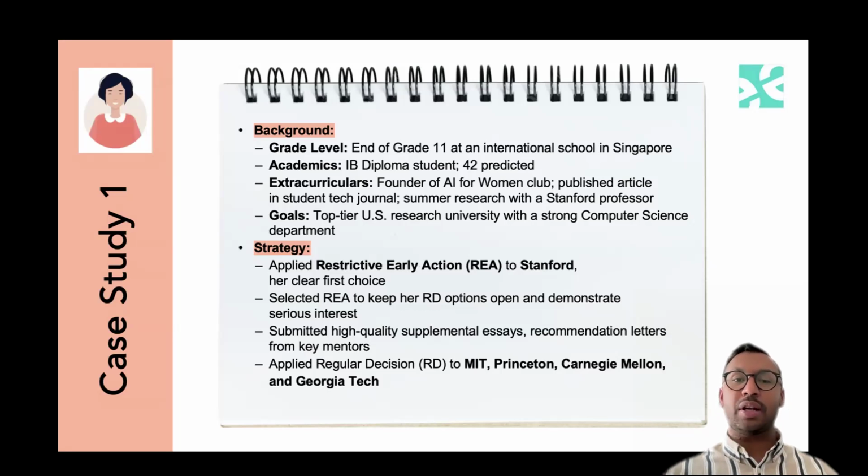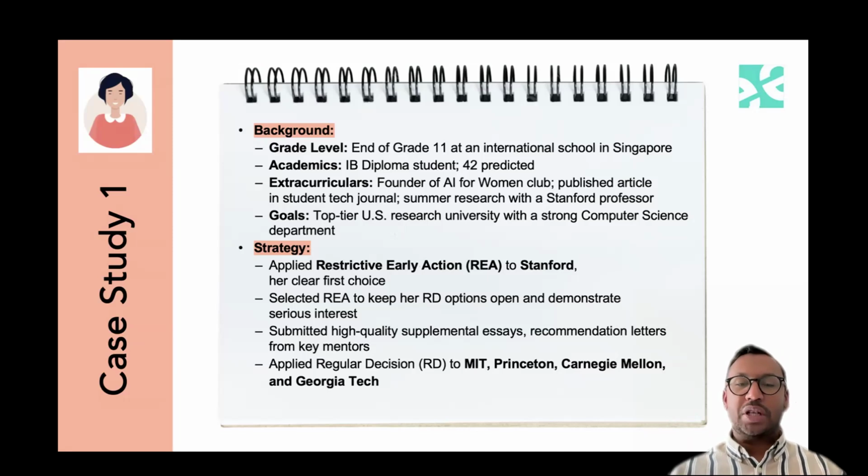Their extracurriculars show this huge commitment to thinking through technology, AI, computer science, data, STEM, generally speaking from a very intellectual way, but as well as a community impact when thinking through the AI for Women Club. The strategy that this student then employed is to apply to Stanford as restrictive early action. As you can tell, this is a great school, very close to Silicon Valley, lots of opportunities for internships, etc.